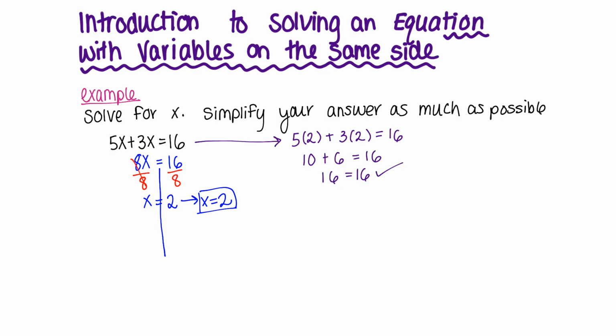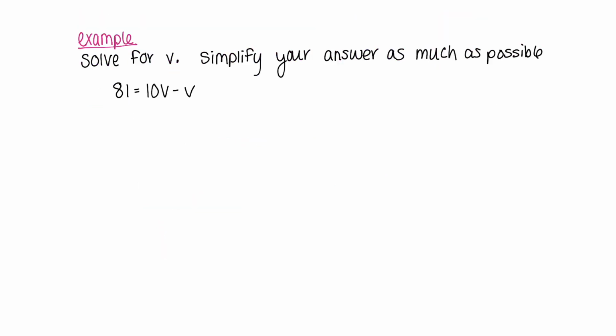Let's go ahead and do another example. 81 equals 10v minus v. All right, I'm going to go ahead and draw my wall. There's an important thing to know here. This minus v is the same thing as minus 1v. So let me write that as minus 1v instead. When there's a 1 as a coefficient, we just tend not to write it. So all right, we have that minus 1v.